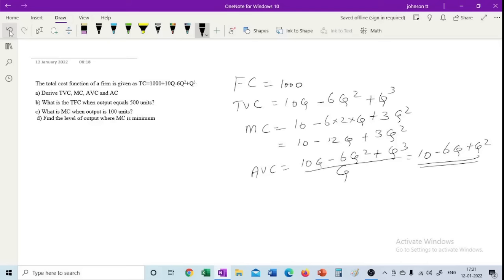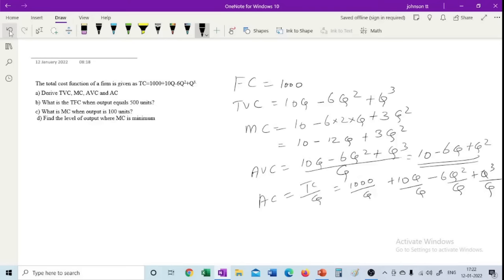Then average cost. So average cost is equal to total cost divided by q. So the total cost function is 1000 divided by q plus 10q by q minus 6q square by q plus q raised to 3 divided by q.